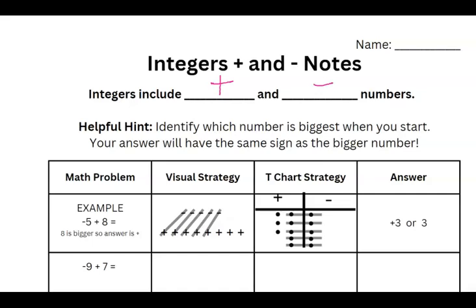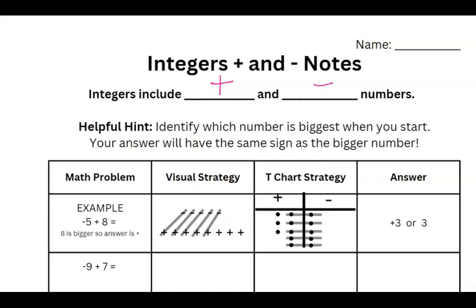Just like on the front of our notes, we are still talking about adding and subtracting integers. However, we are going to use a visual strategy and a T-chart strategy on the back to see if one of those strategies is more helpful for you as you're trying to solve these problems on your own. Again, integers are our positive and negative numbers.